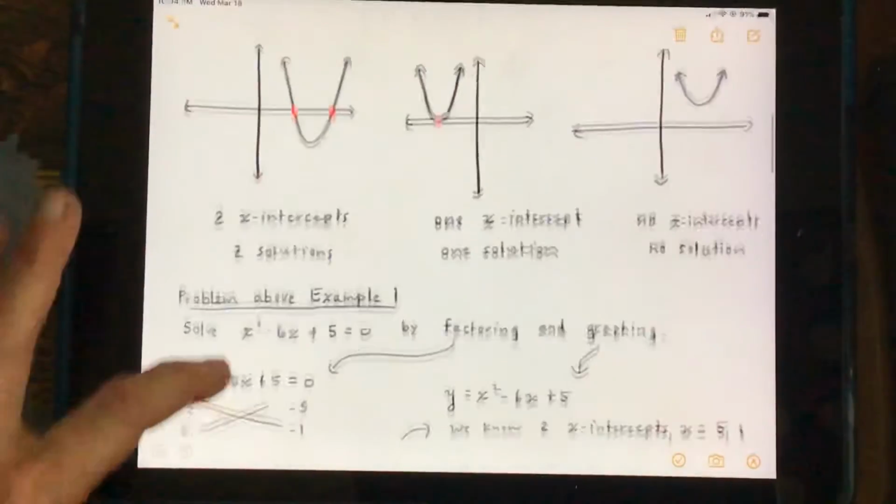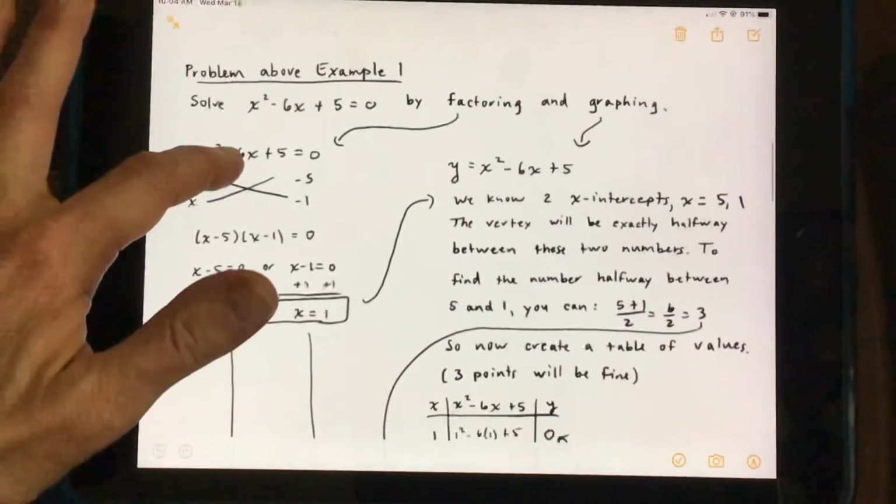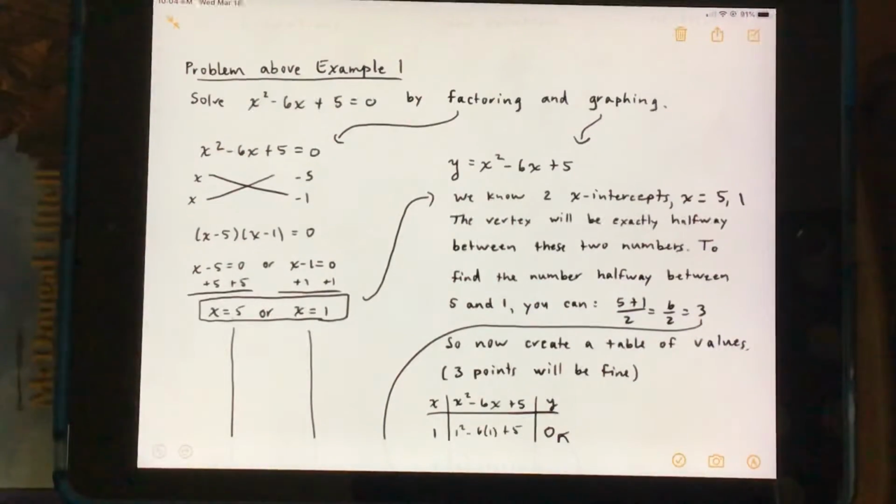We'll take a look at example 1, well actually the problem above example 1, where it asks us to solve x squared minus 6x plus 5 equal to 0 by both factoring and graphing. So we're going to see how factoring the quadratic equation, which gives us two solutions to this equation, then relates to what the graph looks like for this quadratic equation.